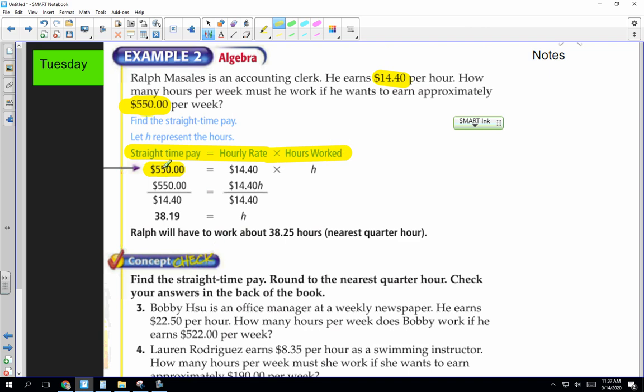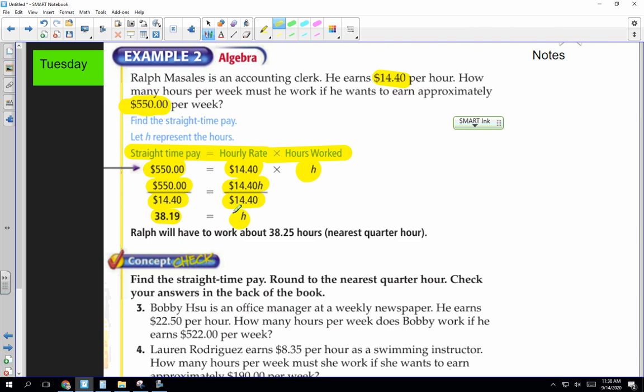So we have our pay that we want, which is $550. The hourly rate that we are making is $14.40, and we don't know the hours worked, so we're just going to put an H there. So we rewrite this as 14.40H equals $550. We divide both sides by $14.40.